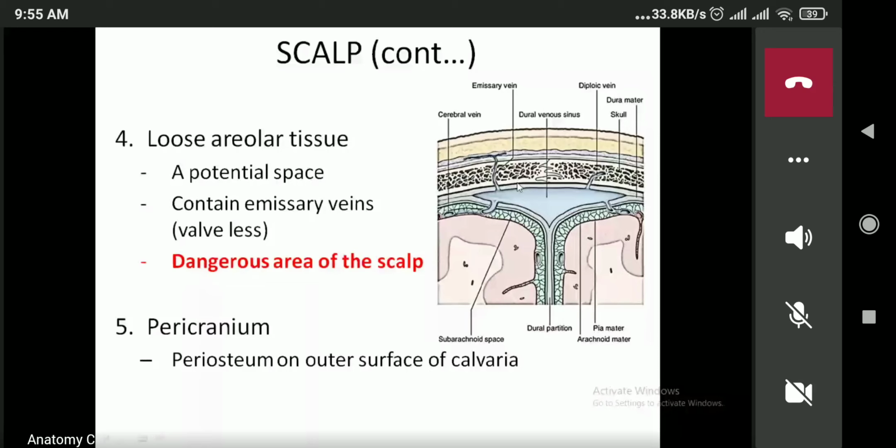Then the fifth layer is pericranium, which is actually the periosteum on the outer surface of the calvaria. Okay, so this pericranium is the fifth layer, or the innermost layer, of the scalp, and this pericranium may be continuous with the endocranium through the sutural ligament. This sutural ligament is present within the suture. Okay, so the sutural ligament helps in connecting the periosteum with the endosteum in the case of the skull.